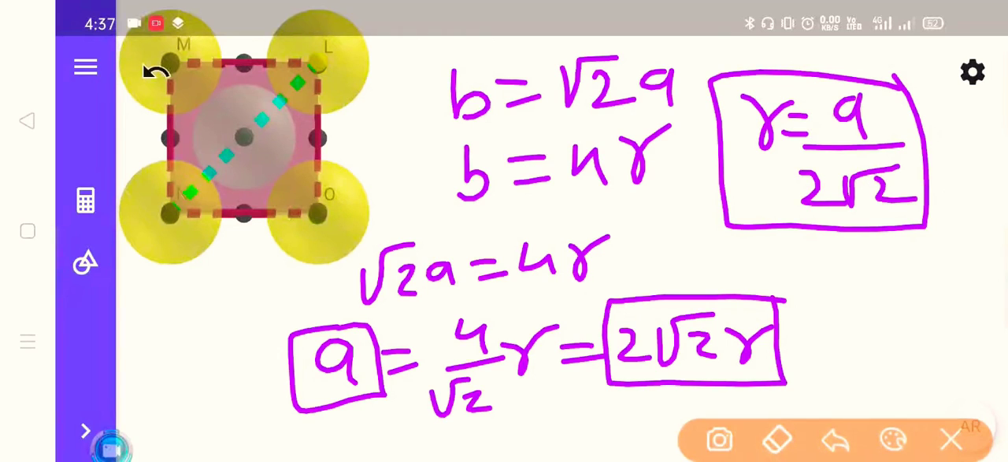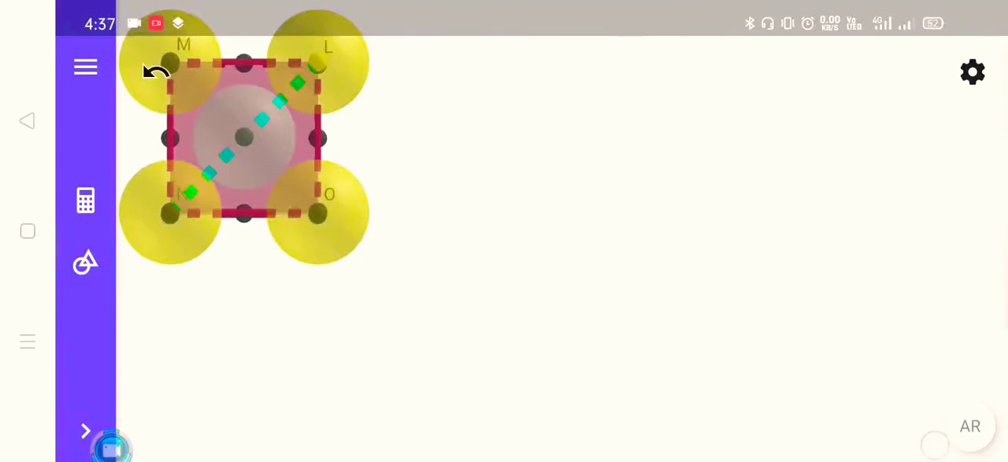This equation can be used in some calculations. That means if edge length is mentioned and the type of unit cell is mentioned, we can use this relationship to find the radius, or vice versa. If the radius is mentioned and the type of unit cell is mentioned, then we can use the equation a is equal to 2 root 2 r, so that we can find the edge length of the unit cell, but we will discuss it later. So remember this relationship, a is equal to 2 root 2 r for the given unit cell.